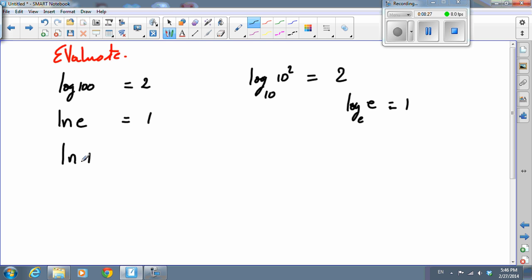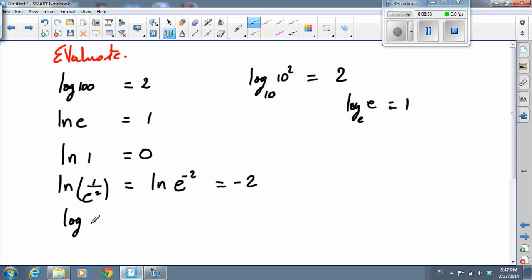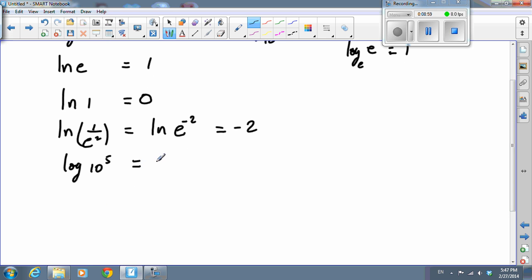Natural log of 1. By convention, the natural log of 1 is 0. This is a must know. What about the natural log of 1 over e squared? Well, the natural log of 1 over e squared is the same thing as the natural log of e to the power of -2. Well, natural log of e is 1, so this is nothing other than -2. What about log of 10 to the power of 5? Log of 10 to the power of 5 is actually equal to 5. Why? Because the log of 10 is actually log base 10. We just don't write this 10. And the 10 matching, the answer is 5.